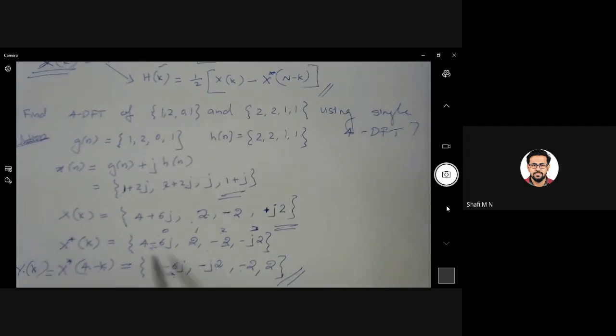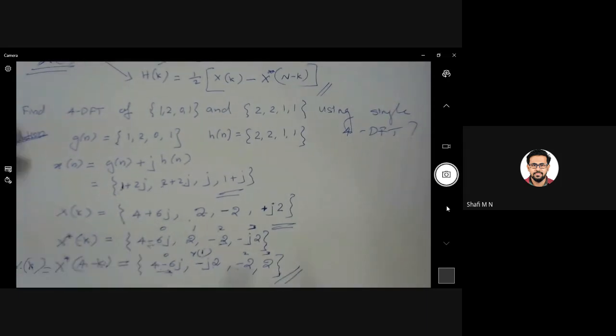Now, say this index is 1. This is 0, 1, 2 and 3. So how do we calculate y of 1? Y of 1 is x conjugate of 4 minus 1. 4 minus 1 is 3. So x conjugate of 3, you look at this sequence. This is the x conjugate sequence. X conjugate of 3 is minus 2j. That's why I have written y of 1 equal to minus 2j.